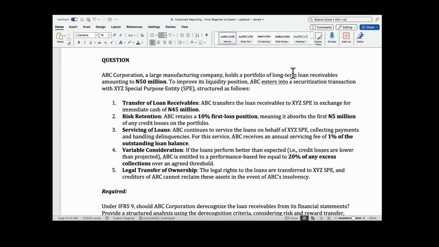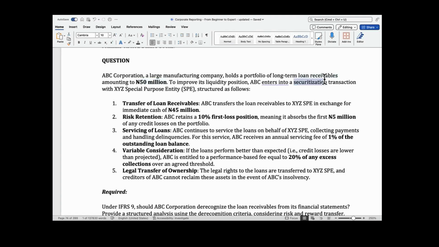Now, ABC Corporation has a portfolio of loan receivables, and its total value is 50 million. Now, this guy needs money, so he securitized it. Securitization could be as simple as he collects money and says, okay, all this 50 million as collateral. He converted it to a security, he liquidated it, something like that. Let's see securitization as simple as that. So he did that securitization transaction with SYZ.